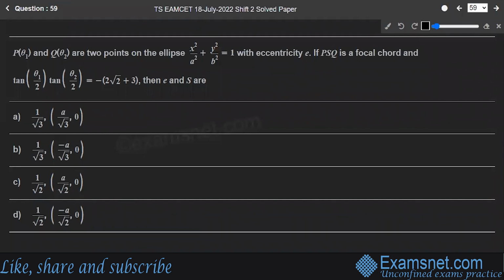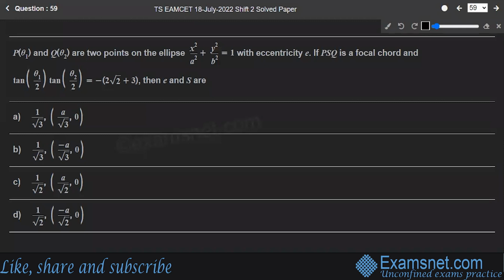Question number 59. If P theta 1 and Q theta 2 are two points on this ellipse with the eccentricity E, and PSQ is the focal chord, and tan theta 1 into tan theta 2 is equal to this, then E and S are. Okay, in this question, S may have two values. It may be either AE comma 0 or minus AE comma 0.